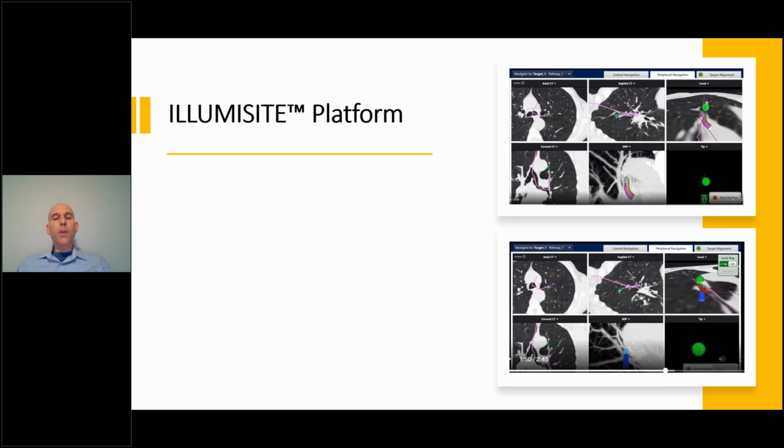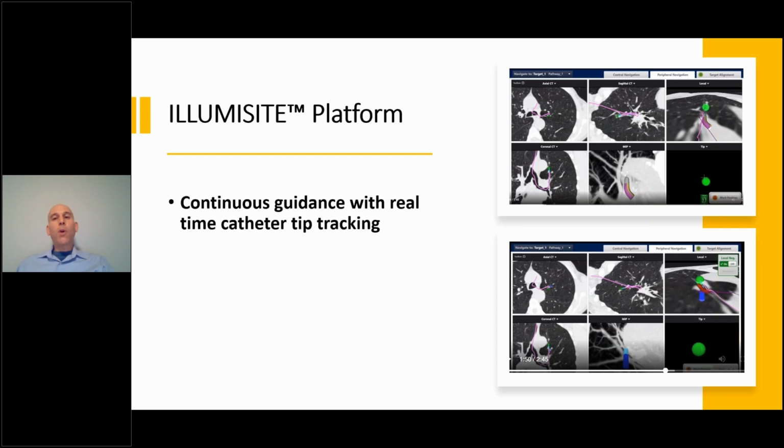So with the ILLUMISITE platform, one of the other nice features that we've talked about as a way to overcome another obstacle is to start thinking about, well, how do I know if my biopsy tool is interacting with my lesion in an appropriate way? So the cardinal directions of the navigation platform are also integrated in the extended working channel.